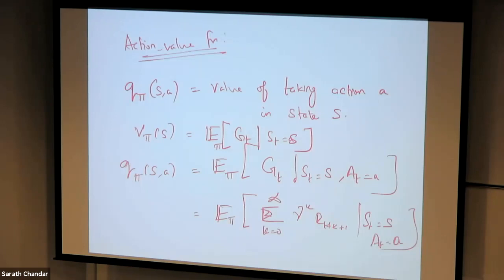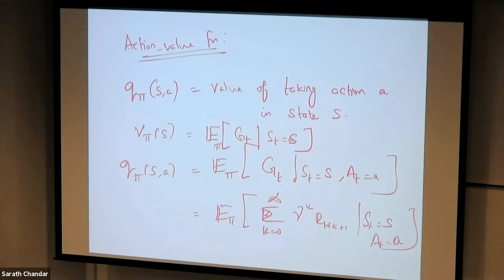So as you can see, the value of the state is considering all possible actions from the state, right? So it's basically summation over the probability of each action multiplied by the Q value of that action. So we are going to write that soon.